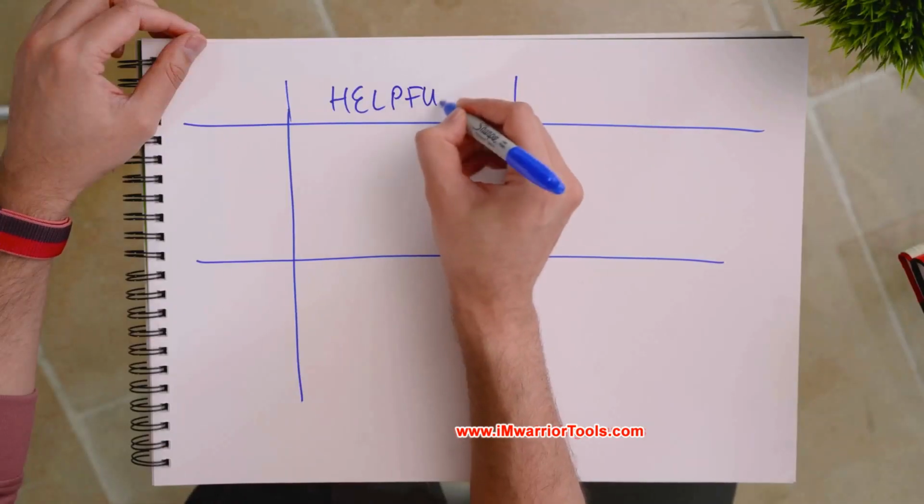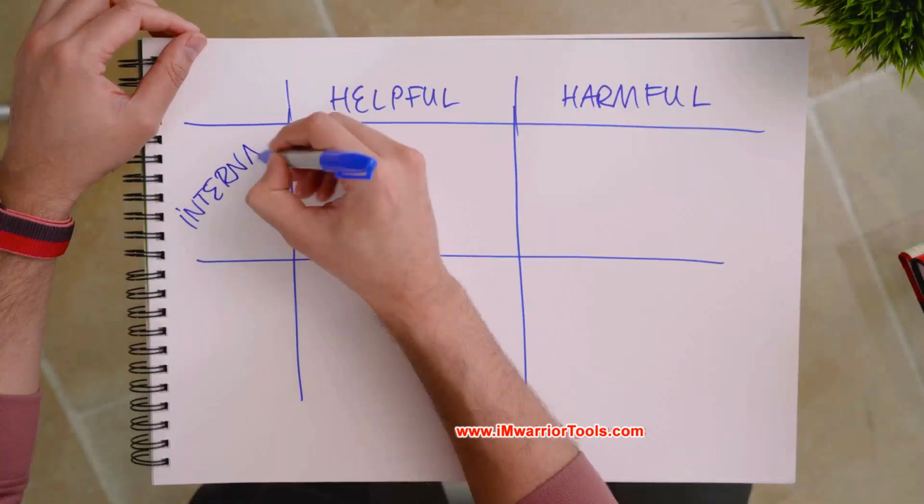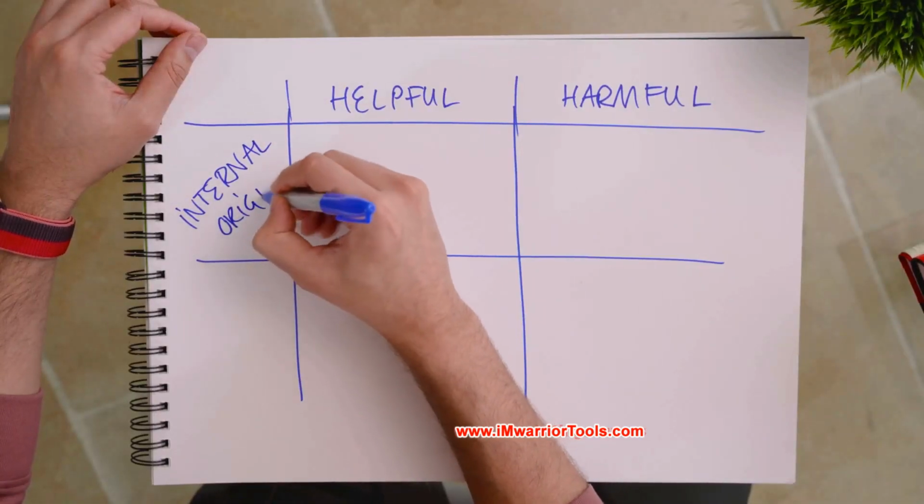It's like a table that looks something like this. We have helpful things for the brand. We have harmful things for the brand. And we have internal origin things for the brand. And we have external origin things for the brand.